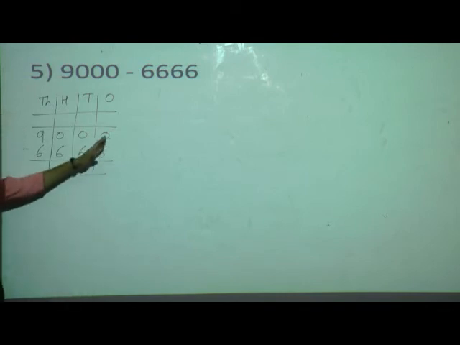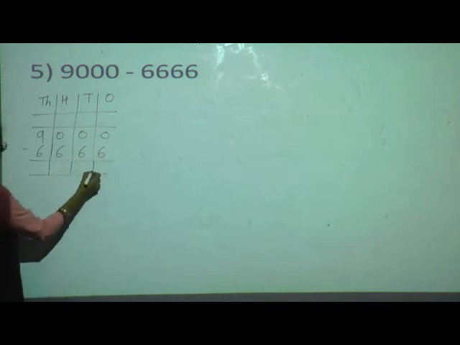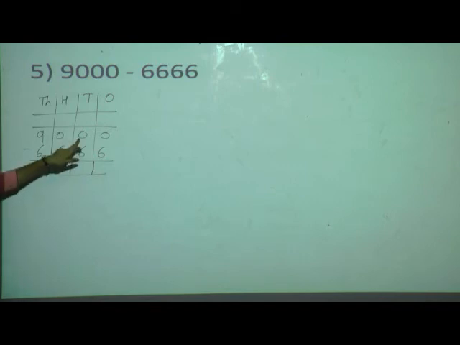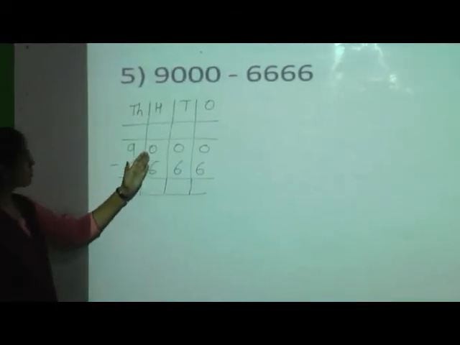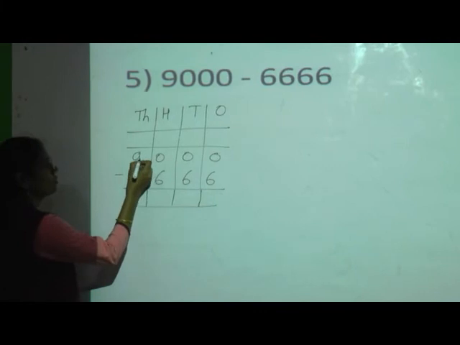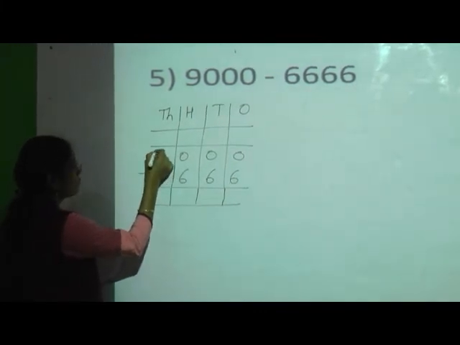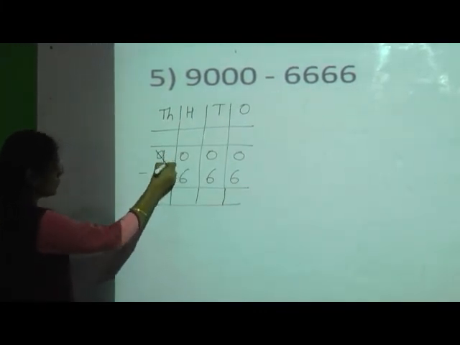see the ones place. Here 0 is there, here 6 is there. 0 minus 6 we can't do. So go to the neighbor. This neighbor is also having 0. Then again we will go to the next place. This hundreds place is also having 0. Then we will go to the thousands place. Here 9 is there. So we will take one borrow from the 9.